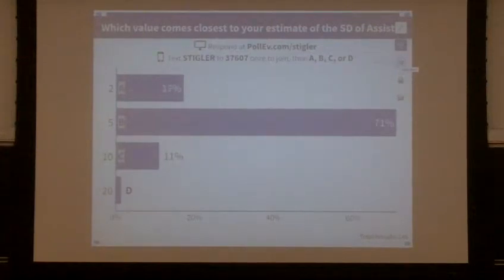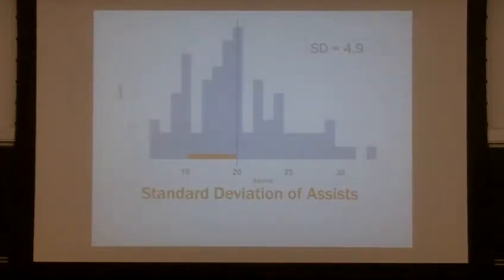Around five. That's what I got. So if you got something other than five, talk to the person next to you because they probably got five, and see what you did differently. All right, there's the answer. 4.9. I know everybody probably got 4.9, but you rounded it to five because that was the choice. Good work.